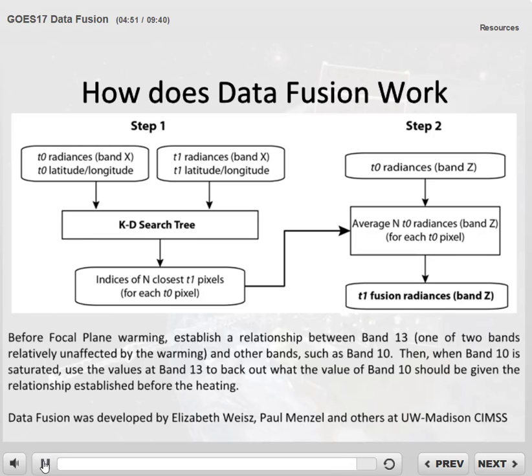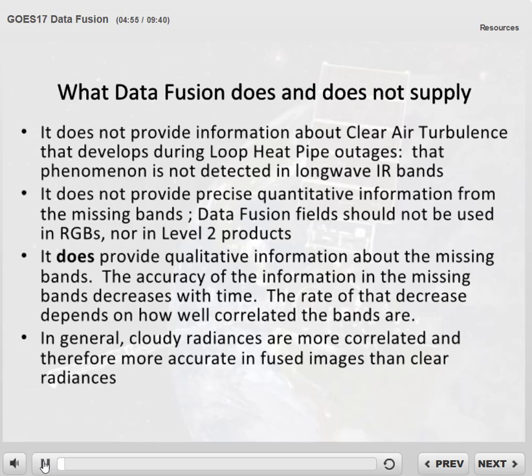Thus the fusion of data from one time to the next is accomplished. Fusion uses the clean infrared window, and it does have limits. For example, if clear air turbulence develops, it won't be observed in long-wave infrared bands, so its presence will also not be in fusion water vapor imagery.